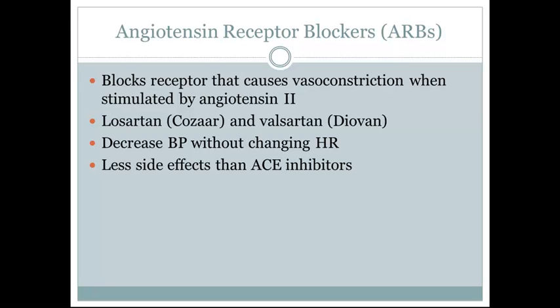Angiotensin receptor blockers, or ARBs, block receptors that cause vasoconstriction when stimulated by angiotensin II in the kidneys. The most common medications are losartan and valsartan. They decrease the blood pressure without changing the heart rate. There are fewer side effects than the ACE inhibitors. However, patients with any type of renal impairment should not be put on these medications. And oftentimes the ARBs are a little bit more expensive. Therefore, physicians do not go to these medications as a first-line treatment.